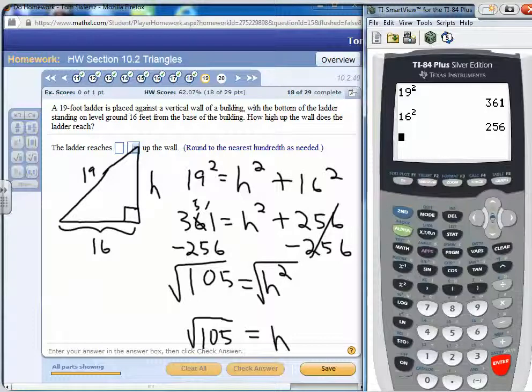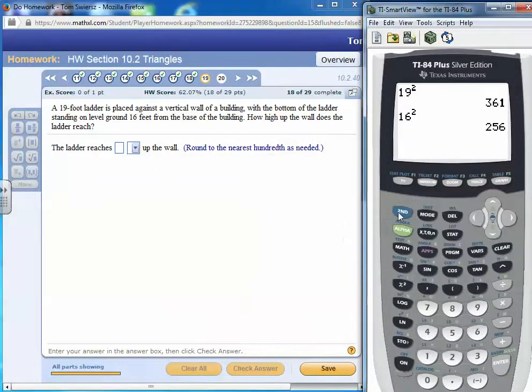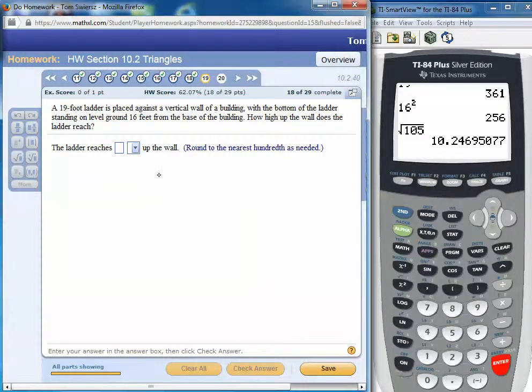So again, we round to the nearest hundredth, be careful. So that's 2 decimals. We'll use our calculator, doing the second and the x squared key to get the radical sign, and then we'll put in our 105 and round to the nearest hundredth, which is 2 decimal places. So second x squared, 105, is 10.2469.